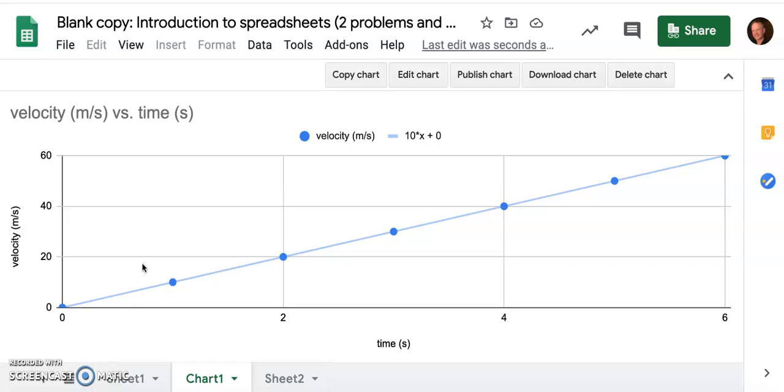Velocity is graphed on the y-axis, time in units of seconds on the x-axis. We have a nice title, velocity versus time. We have an equation that models the trend line. And it's a linear fit showing that the velocity is increasing at the same amount each second. It goes up by 10 meters per second each second between every successive point.